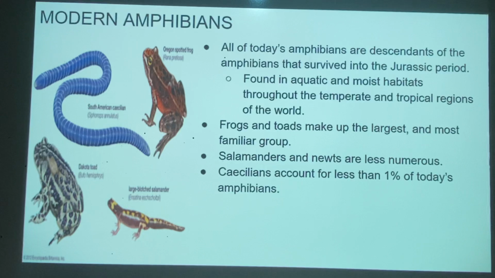All of today's amphibians are descendants of the amphibians that survived into that Jurassic period. They are found in aquatic and moist habitats throughout temperate and tropical regions of the world, but never forget that we cannot completely get rid of water. We are still dependent on water. The frogs and the toads make up the largest and most familiar group. Then we have the salamanders and the newts, and then the caecilians account for less than 1% of today's amphibians.